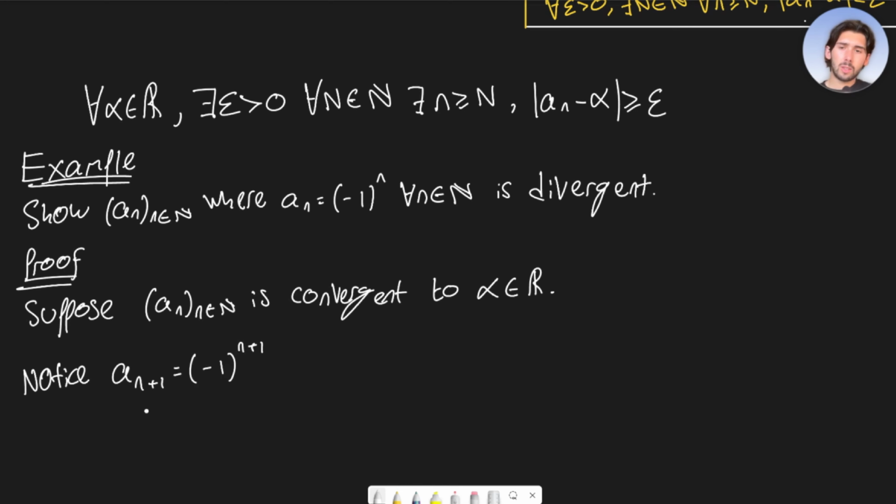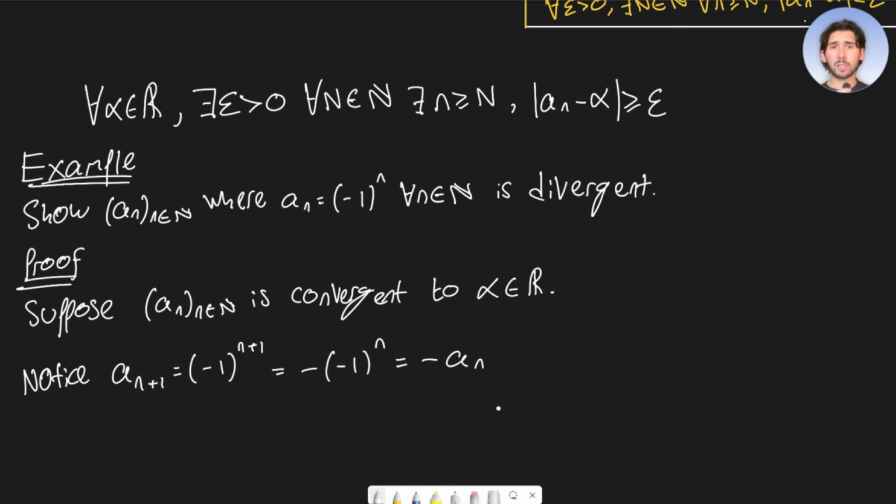Let's notice that a sub n plus 1 is equal to minus 1 to the power of n plus 1, which is equal to minus 1 to the power of n, which is equal to minus a sub n. So in other words, a sub n plus 1, the n plus 1th term in the sequence, is always equal to minus the nth term in the sequence. Again, hopefully this should make sense, because of course, if we're alternating between minus 1 and 1, then all you have to do to get from one term to the next is multiply by minus 1. So it should not be too surprising.